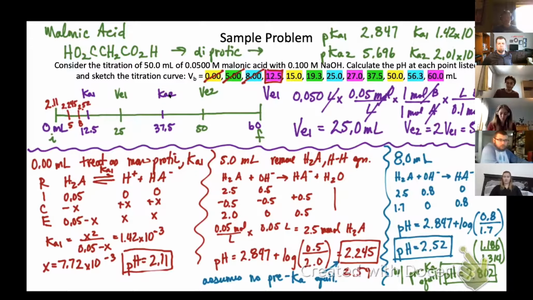Fisher, do you want me to take this one or do you want to do 12.5? You can take it. Okay, cool. So for 12.5, what we did, so your pH equals your pKa1 at this point because it's half of your VE1. And so 12.5 is really simple because it just equals your 2.847, which is your pKa1. Okay. So that's the benefit of having drawn the number line, right? I didn't even show any math on mine.